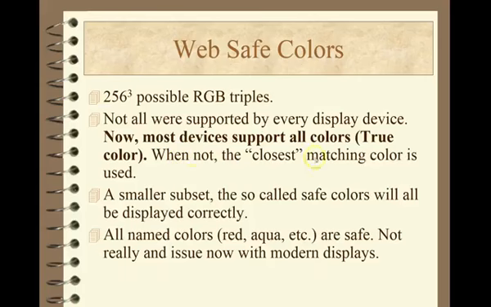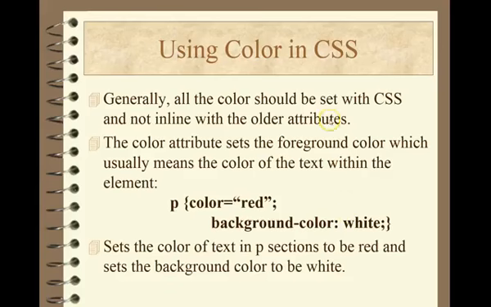So again, I talked about web safe colors. This is no longer an issue. Any color that you can come up with will be displayed on a modern display unit. Okay, in the CSS, we can specify the color using the HTML triple with the pound sign, or we can use the color names. And I think we've already seen that the foreground color, or so-called text color, is really the color attribute. So this rule here says that a paragraph should have red text, and the background color would then be white. Okay.